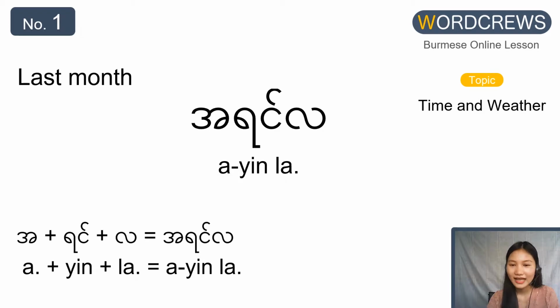So let's get started with the first vocabulary. Last month, အရင်လ. Let's see how to read it. The first alphabet is A. The second one is the combination of the alphabet Ya and the In symbol, so we pronounce Shin. And the last alphabet is La. Altogether, အရင်လ, last month.